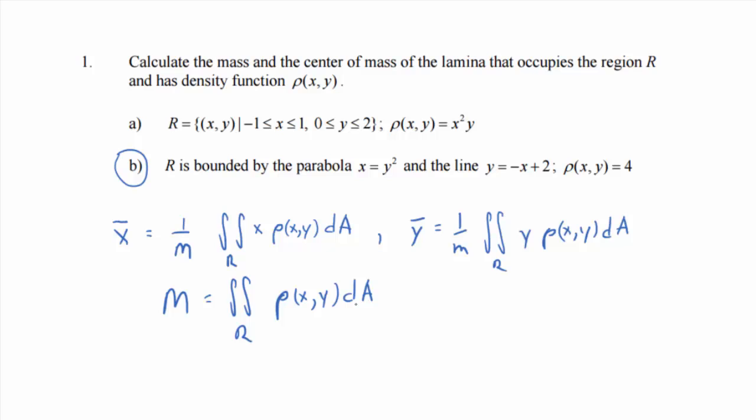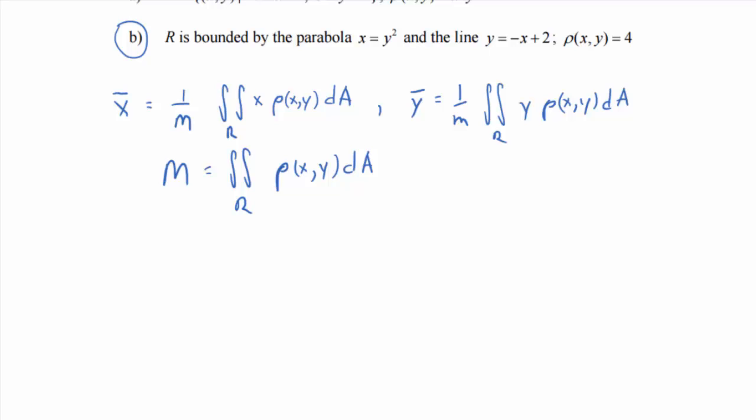Wait, you said the density function is the integral of the density is the total mass of the lamina. Oh. Because you're taking the density, which is mass over area, times the area. So you get mass. So this rho times dA is your mass element. That's one way to remember it.